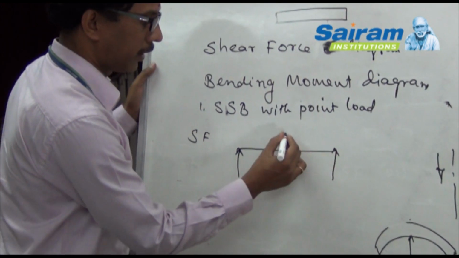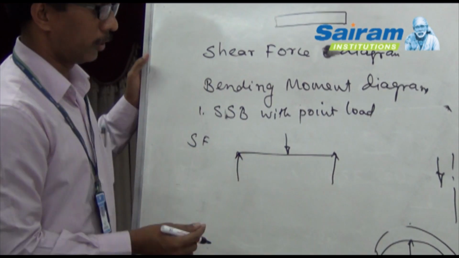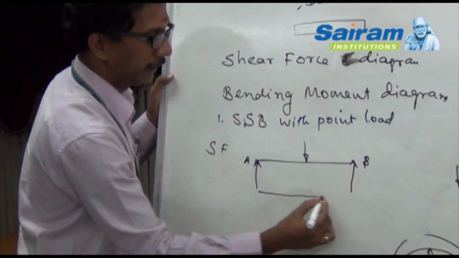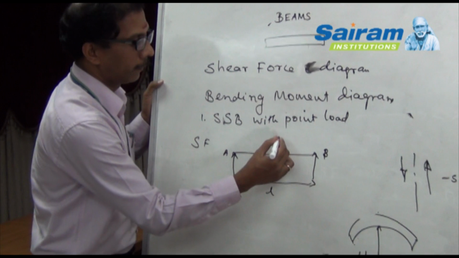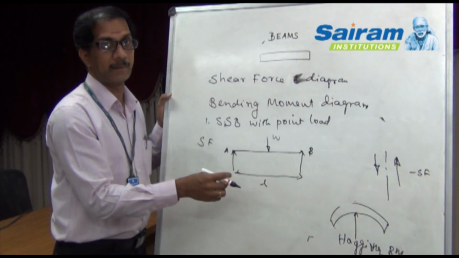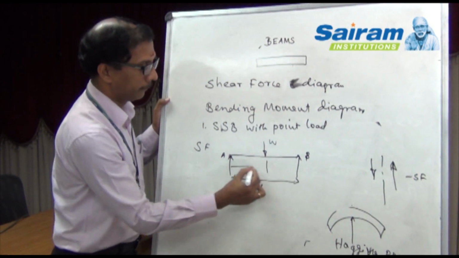We'll construct the shear force and bending moment diagram. We'll take a simply supported beam. We have supports at both A and B ends. The length of the beam is assumed as L, and we have a load at the middle point. We are assuming the load will be acting at the midpoint of the beam.